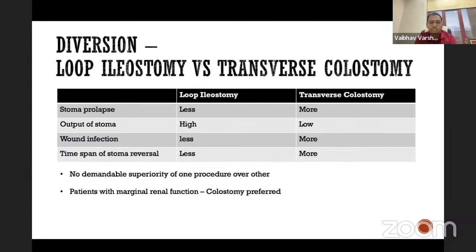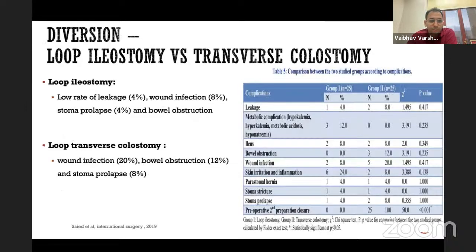But when the patient has marginal renal function, colostomy is preferred because the stoma output is in a semi-solid state and there will be less fluid loss as compared to loop ileostomy. There is a head-to-head comparison, and they found that loop ileostomy has a low rate of leakage, wound infection, stoma prolapse, and bowel obstruction compared to loop transverse colostomy, with more wound infection, bowel obstruction, and stoma prolapse.